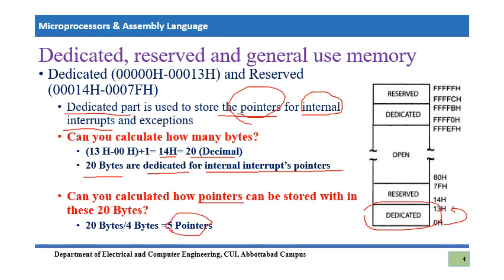So how many pointers are there? 5 pointers. So 5 pointers are there for internal interrupts, right? So these are stored here in this part.